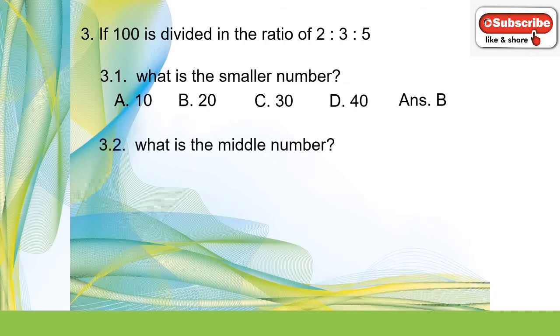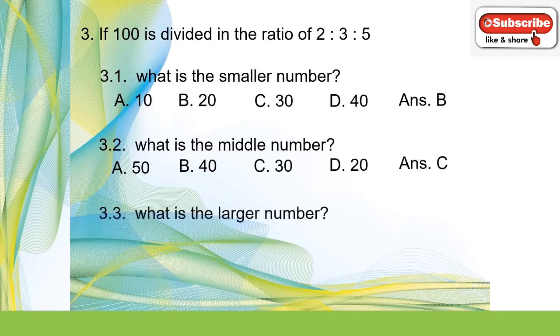Question number 2. What is the middle number? A. 50. B. 40. C. 30. D. 20. Write your answer. Time is up. The correct answer is letter C. And the third question. What is the larger number? A. 20. B. 30. C. 40. D. 50. Write your answer now. Time is up. The correct answer is letter D.